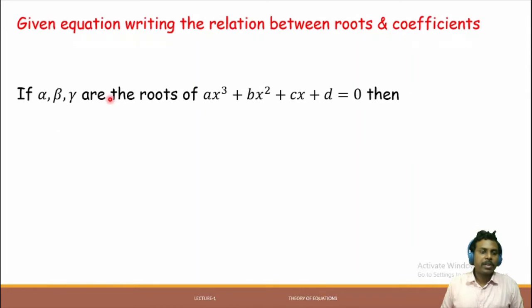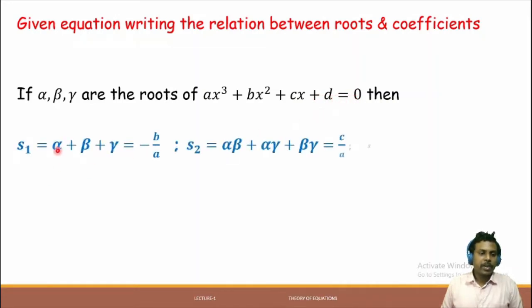If alpha, beta, gamma are the roots of ax cube plus bx square plus cx plus d is equal to 0, then what is S1? S1 is equal to sum of the roots is equal to what? Minus b by a, that is minus x square coefficient divided by the leading coefficient. What is S2? S2 is alpha beta plus alpha gamma plus beta gamma. It is equal to c divided by a. c is what? Coefficient of x divided by the leading coefficient. And S3 is the product of all the three roots, that is equal to minus d divided by a, that is minus constant term divided by the leading coefficient.